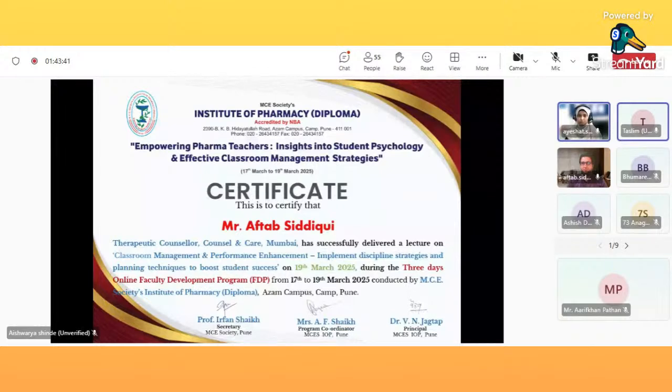I would like to express my sincere appreciation to our management, our principal sir, Dr. V.N. Jagtap, whose vision and guidance have been instrumental in making this FDP a success. A huge round of appreciation goes to the organizing committee who worked tirelessly behind the scenes to ensure the smooth execution of this event. Your dedication and teamwork have truly made this program a well-coordinated and impactful experience.